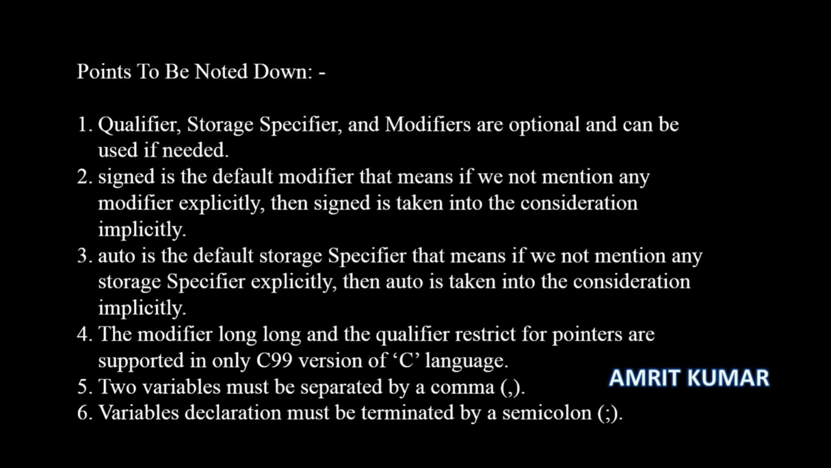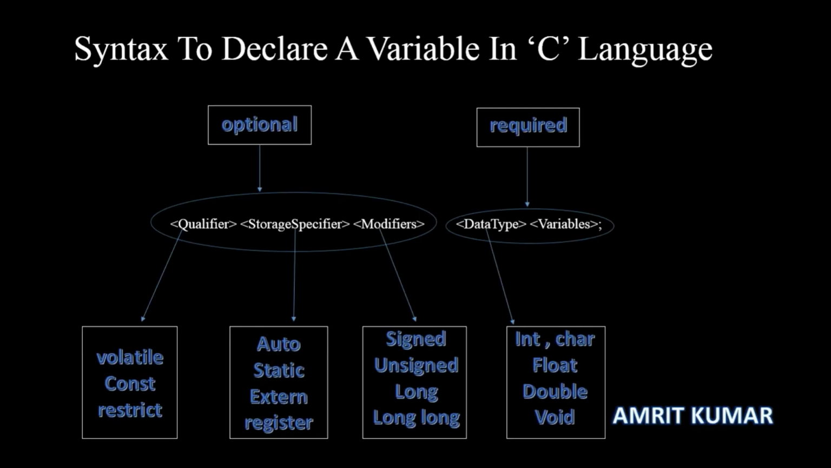That means if we do not mention any modifier explicitly, then signed is taken into consideration implicitly. So what is considered here is that if we do not apply any modifiers like signed, unsigned, long or double, then the default value of the modifier is signed. Okay, the default value of the modifier is signed.